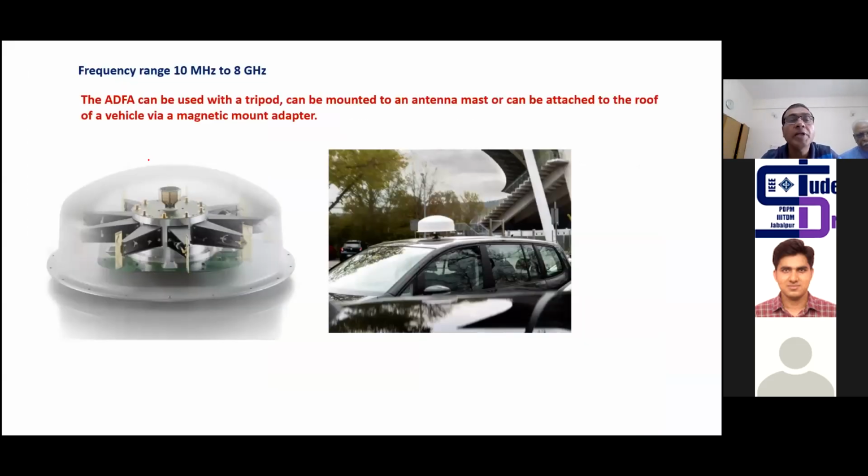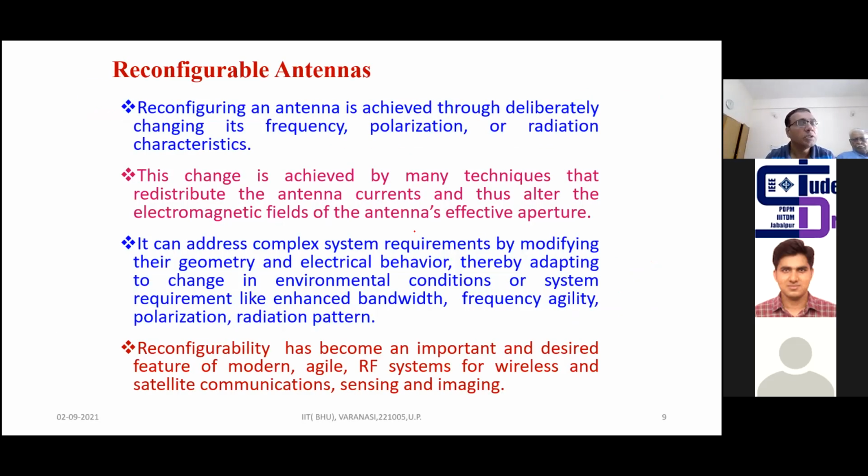This is another kind of antenna, and the beauty of this antenna is that it is the world's smallest antenna with this range, 10 megahertz to 8.5 gigahertz. You can see the size, which is mounted on the car, and this is the structure. These are a few things. There are many things which we have to discuss.